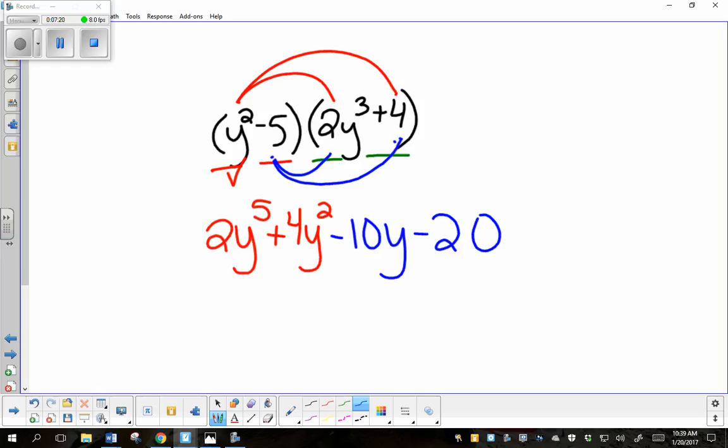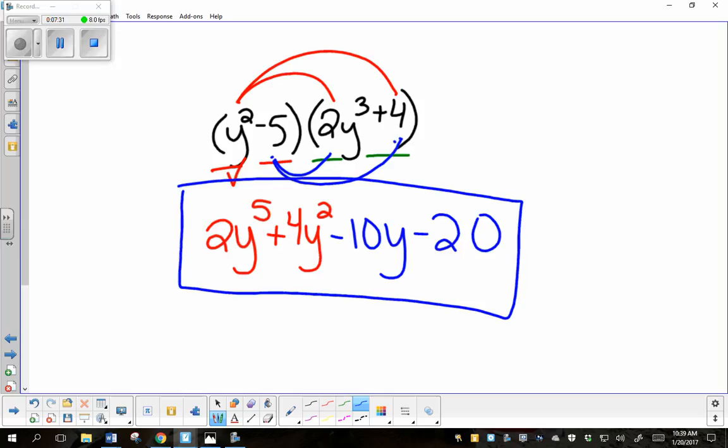Now, the only other thing you'd want to do is check to make sure you don't have any like terms that you can combine, and I don't see any like terms in this polynomial. Y to the 5, y squared, y to the 3, and a term with no y's at all, negative 20. So you are done. Now, let me show you some other ways that people like to do this.